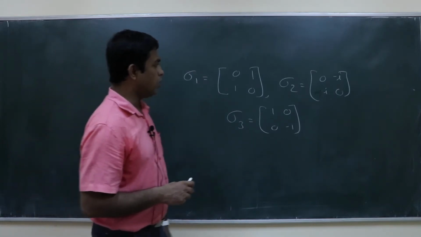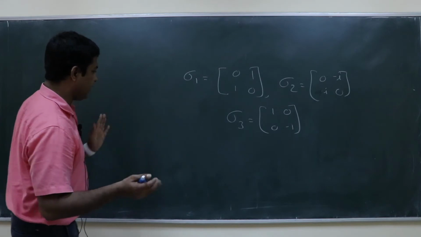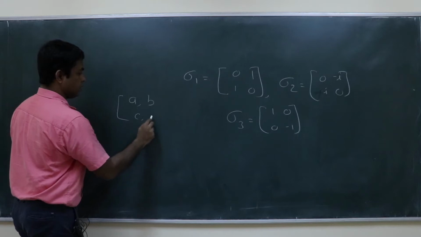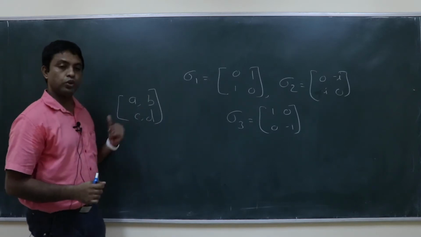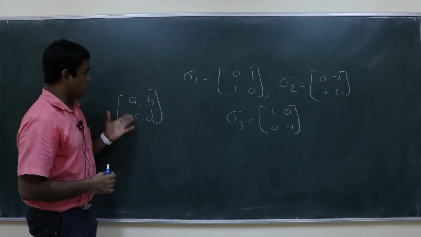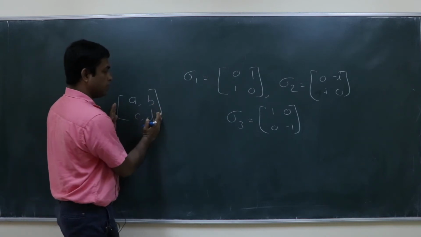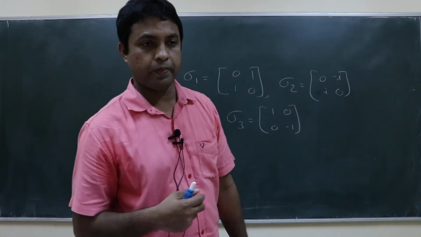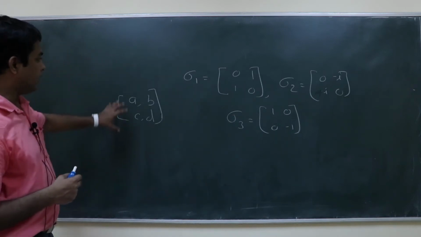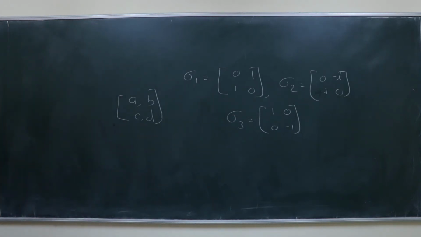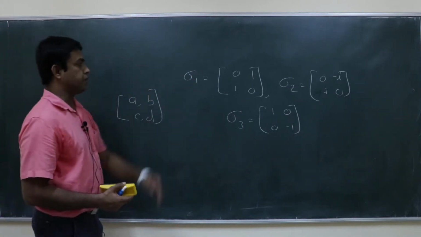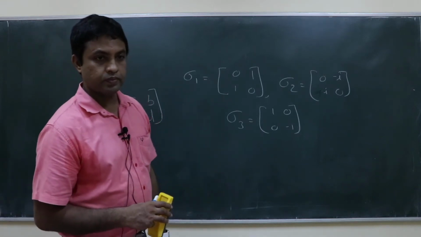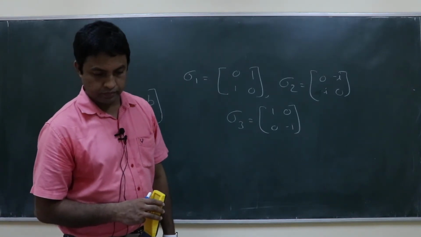So, now let us look at this. If I take any 2 by 2 matrix A, B, C, D, any general 2 by 2 matrix, can I write this 2 by 2 matrix in terms of these three matrices? Is it possible? That is the question. Can I take any 2 by 2 matrix and write it in terms of the Pauli spin matrices? Is it possible? If it's traceless, then yes. If it's traceless, then we can.